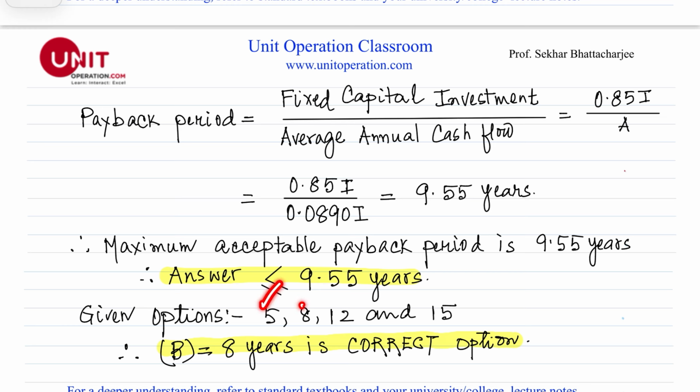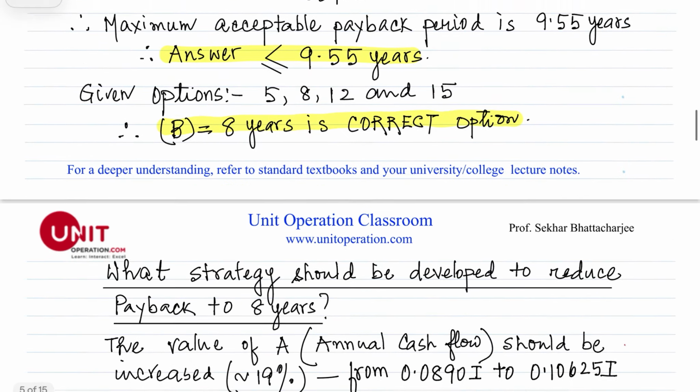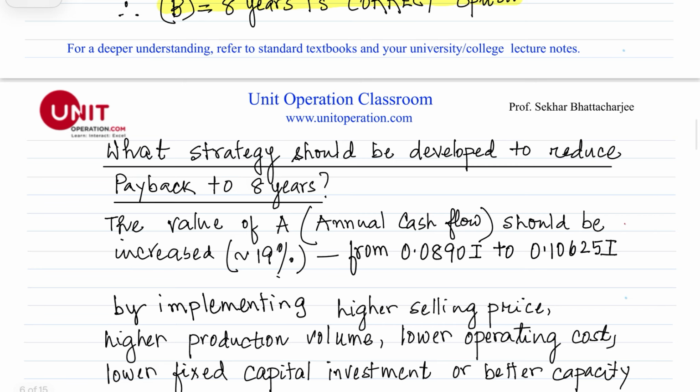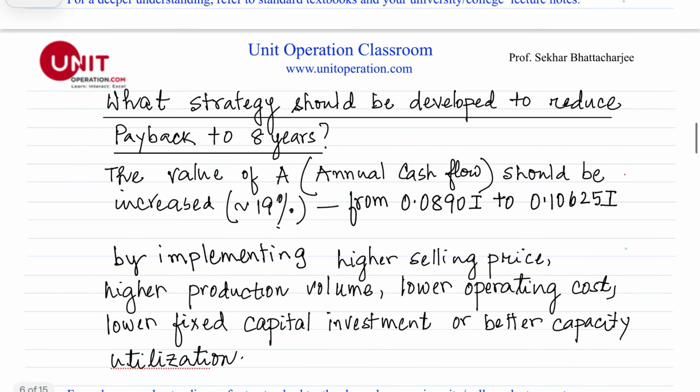Since we are given 5, 8, 12, and 15, we can say 12 and 15 are out because 9.55 is the maximum. Yes. So B is going to be the correct option. Okay. Now if we have to reduce this 9.55 years to 8 years, what should we do? We should increase the value of A from 0.089I to 0.10625I. Okay, so that's about a 19% increase in A. How can we do that? By implementing higher selling price, higher production volume, lower operating cost, lower fixed capital investment, or better capacity utilization.